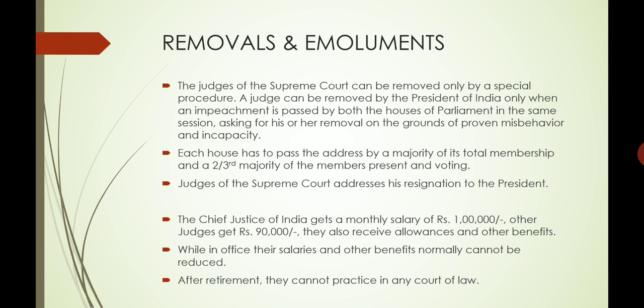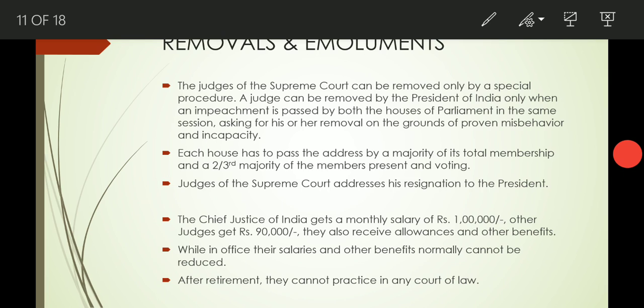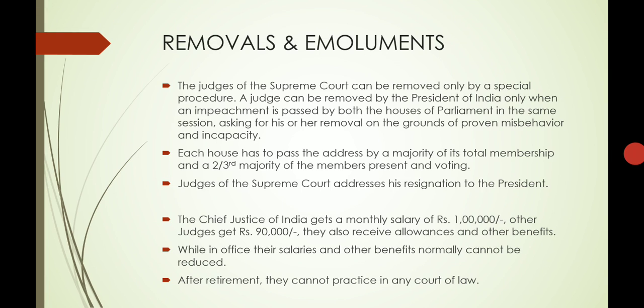Now, emoluments means salary and other incentives. The Chief Justice of India gets a monthly salary of around 1 lakh, and other judges get 90,000, and they also receive many different allowances and other benefits. When the judges are serving in office, their benefits and salary cannot be reduced easily, and after retirement they cannot continue their practice in any court of law.